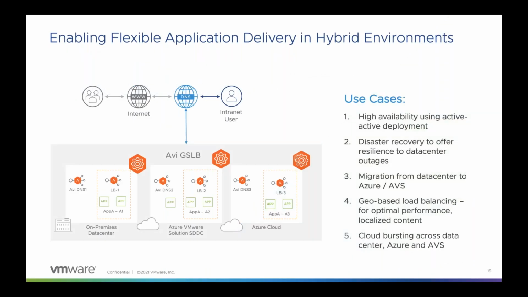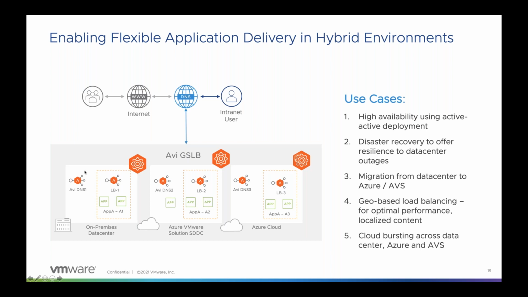So let's look at some of the use cases which we mentioned and how they get enabled. The first one which we wanted to cover was the active-active or expansion use case. In this case, you would typically have an on-premises data center which you would like to retain, in addition to one or more AVS or Azure public cloud SDDCs. You've already probably extended your application into these environments. The application is running in two or three of these environments.